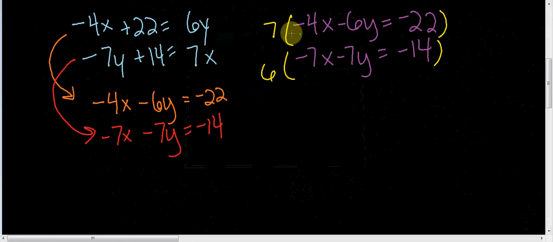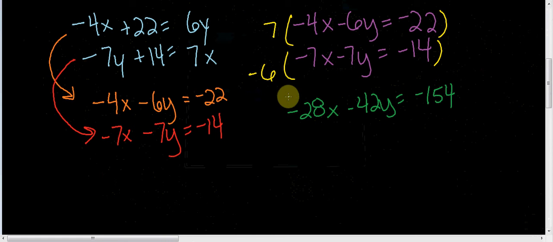I don't want them both to be negative, so I either have to make the 7 negative or the 6 negative. I'm going to make the 6 negative, only because that's what I feel like doing. Alright, so let's distribute through here. Let's see, we have negative 28x, negative 42y equals, little mental math here, 140 and 14 is negative 154. Don't use a calculator, do it in your head. Negative 6 times negative 7x is 42x plus 42y equals 60 and 24 is 84.